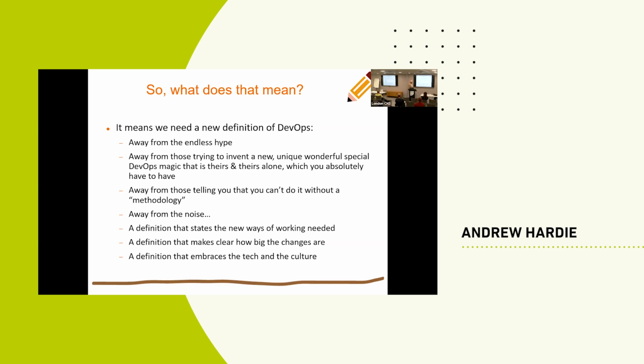So that. And a definition that embraces the tech and the culture. After the tech died down a bit over DevOps, they were all going, oh, it's about the culture, really. Culture, which what they actually meant was agile. And then attempt to conflate agile and DevOps. Bad.